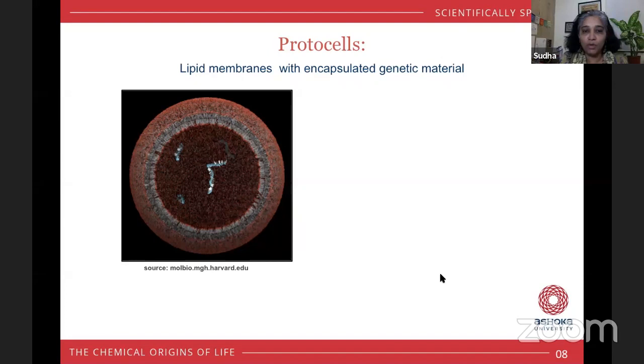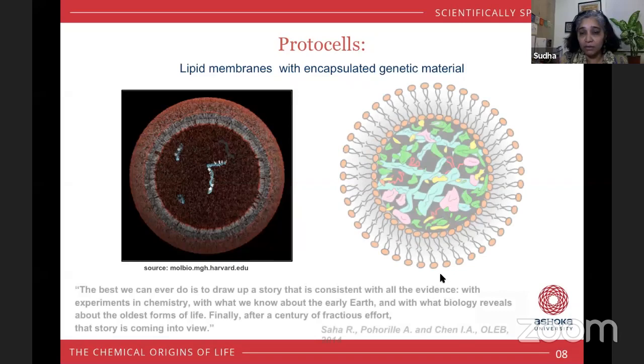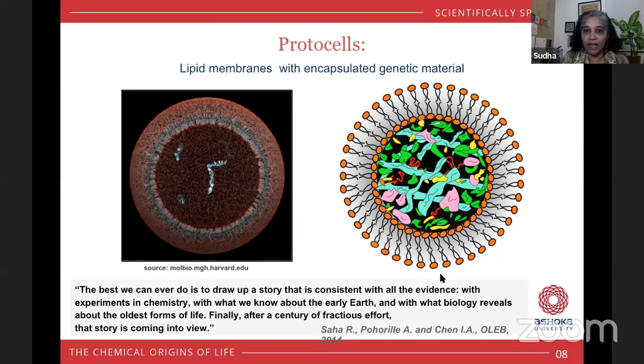The problem, though, is that these kinds of entities don't leave any signatures for us to be able to track them, like in the case of fossils. And what is interesting, though, is that despite these issues, one can still be confident enough that these are the kind of entities that probably existed way before life as we know it emerged. And how do we know this?